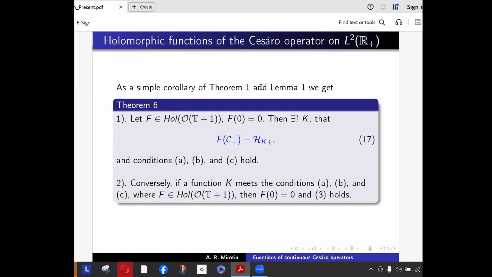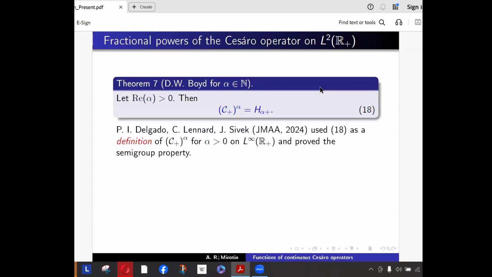This theorem 6 is, of course, similar to the theorem 1 and gives the full description of holomorphic functions of C plus. And similarly, theorem 7 gives the full description of fractional powers of C plus, because formula 18, this theorem 7, states that the restriction to R plus and the taking fractional powers also commute.